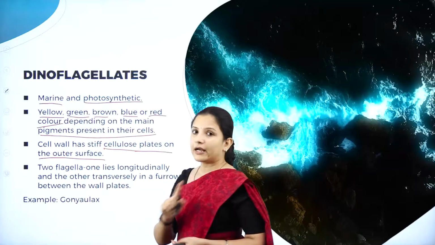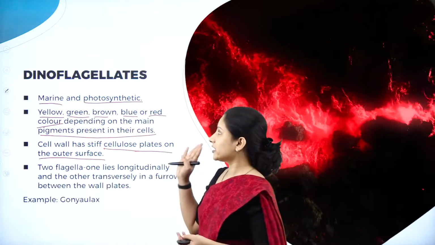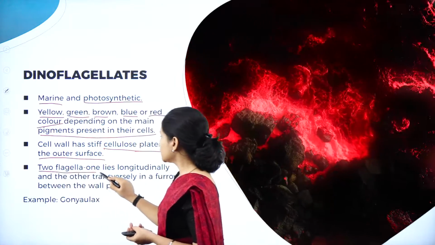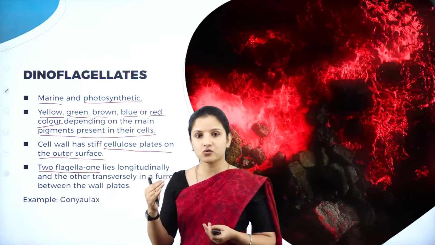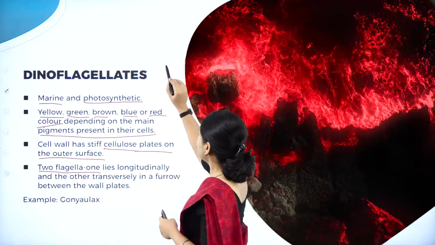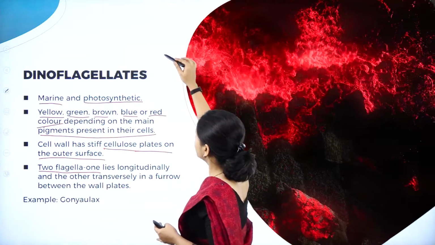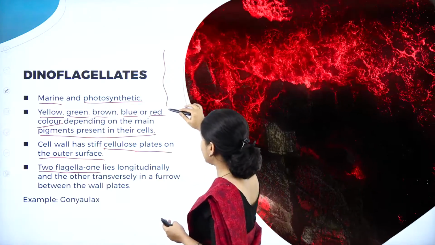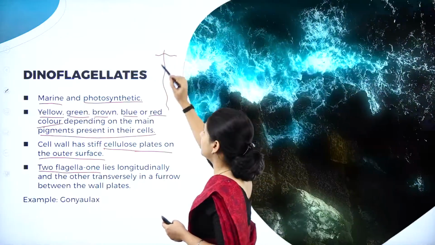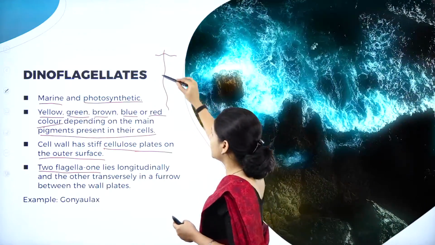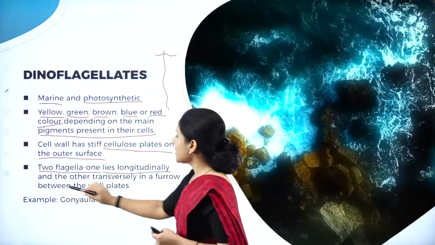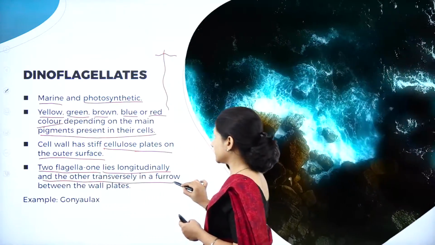And they are called dinoflagellates. You should remember, whenever the term dinoflagellate comes, it means they have two flagella. One flagellum lies longitudinally and the other lies transversely. So if this is the dinoflagellate, say for example, one flagellum will lie like this and the other will lie transverse like this. So it has two flagella, one lies longitudinally and the other lies transversely in a furrow.